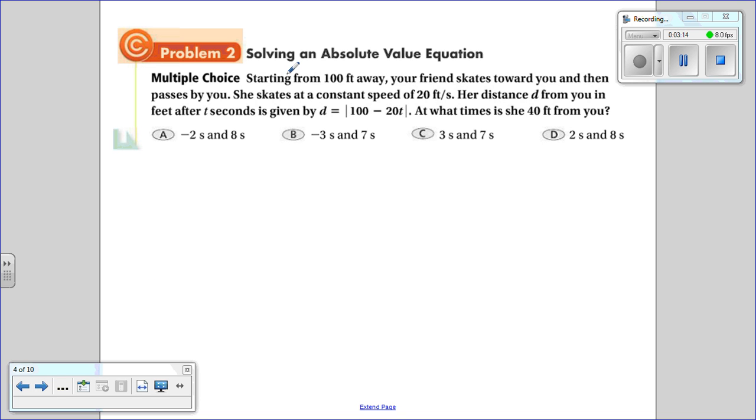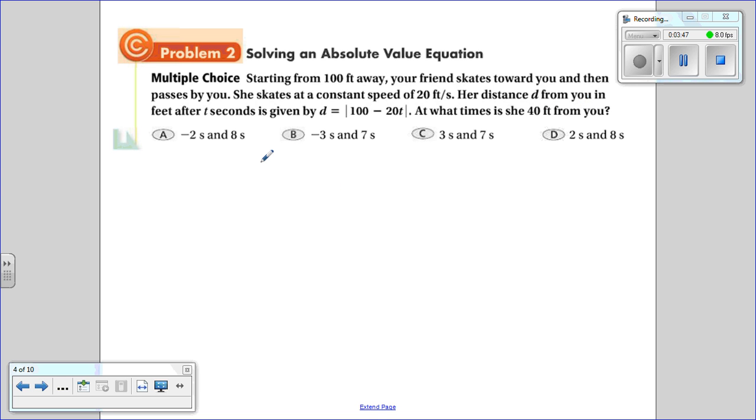So let's do one of these. They come up with an absolute value equation for you, and then they say, at what times is she 40 feet from you? So starting 100 feet away, minus your friend skates at 20 feet per second. If it's been 3 seconds, that's 100 minus 20 times 3, 100 minus 60, means they're 40 feet away. At what times is she 40 feet away? So I kind of gave away one of them by accident.